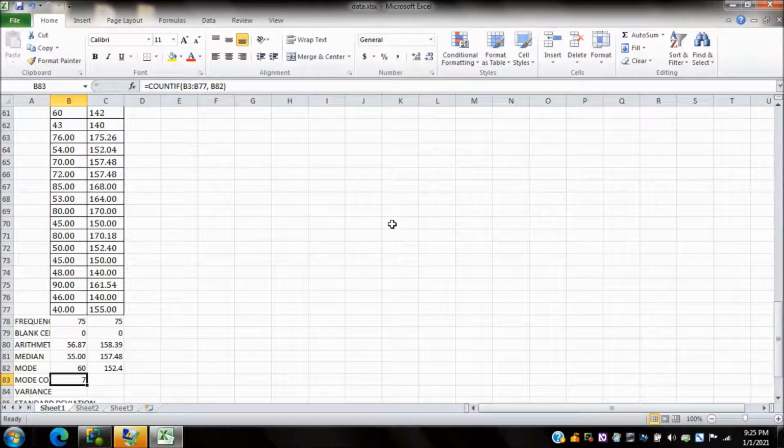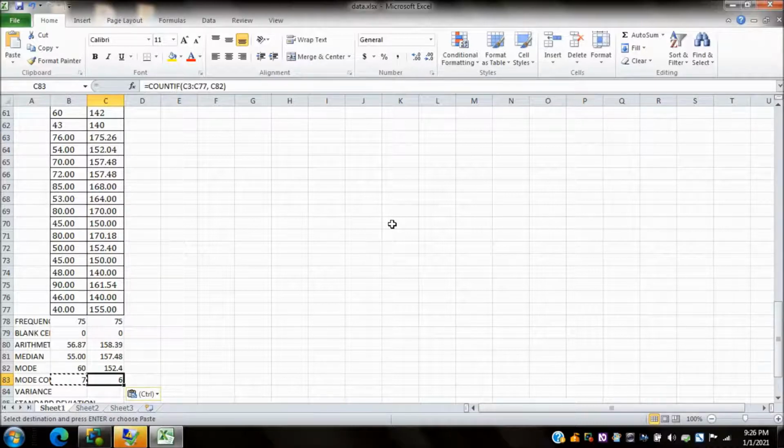I'm going to copy this to find the number of respondents with a height of 152.4, being the mode of the distribution. C83, height. Here I'm going to paste the formula. 6 as formula C83. NVDA reported 6, meaning there are 6 respondents, 6 people with a height equal to the mode, which is 152.4 centimeters. So with this, I'm done with the measures of central tendency.